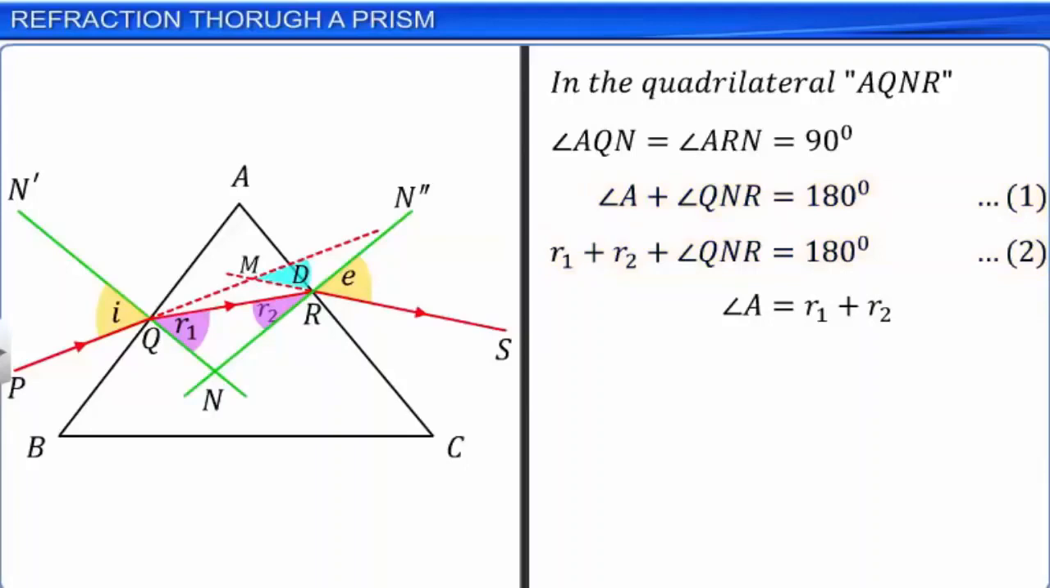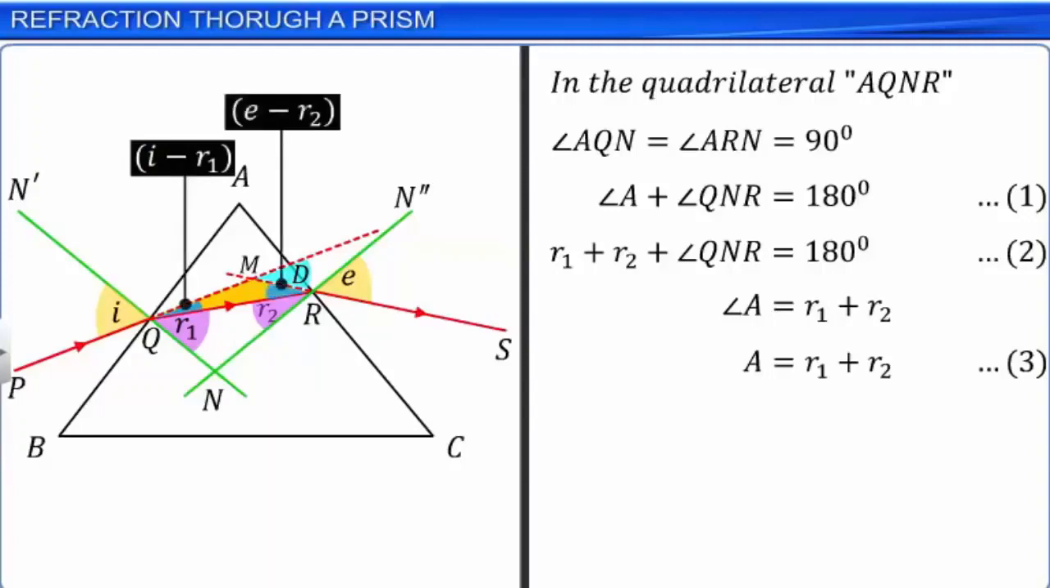Since in a triangle, external angle is equal to the sum of the 2 opposite internal angles, for the triangle MQR, we have D is equal to I minus R1 plus E minus R2, or D is equal to I plus E minus R1 plus R2. On substituting the value of angle A from equation 3, we get D is equal to I plus E minus A. Let this be equation 4.